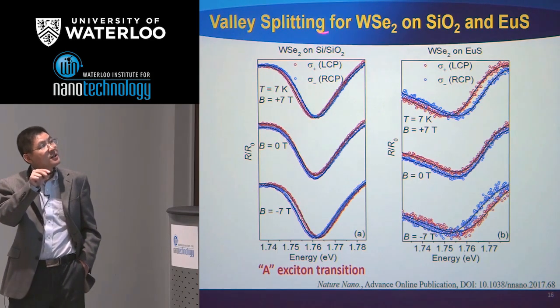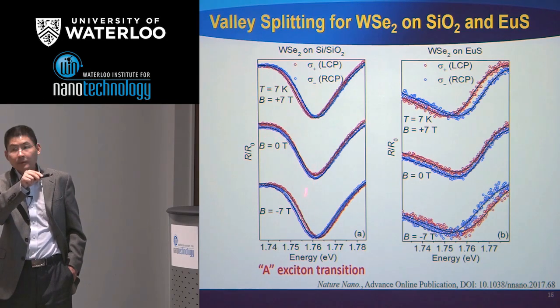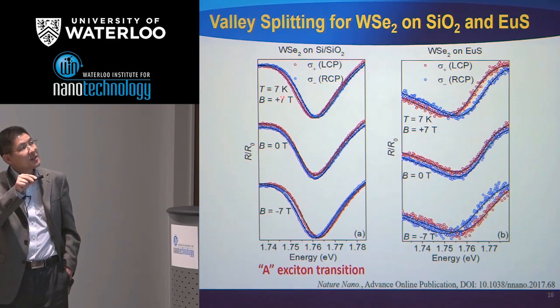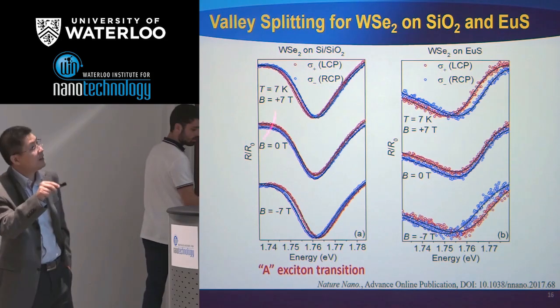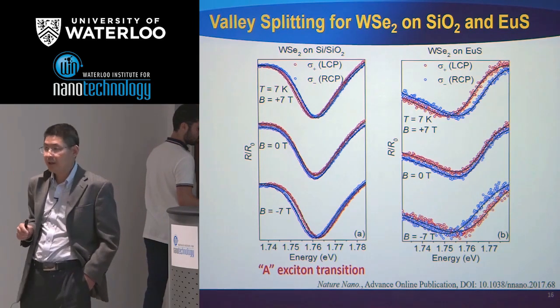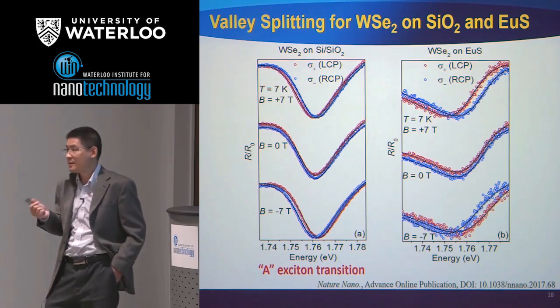Okay, so here are the results. First, let me show you the reflectance spectrum for tungsten diselenide on a non-magnetic substrate. If you do not apply a magnetic field, as I said, the K and K prime valleys are energetically degenerate, right? So the reflectance occurs at the same energy. When you apply a magnetic field, you can start to see a shift of the reflectance. Sigma plus, the left circularly polarized light, corresponds to transition in the K valley, and the right circularly polarized light corresponds to transition in the K prime valley. And you can see that one shifts to higher energy and the other shifts to lower energy. This is measured at 7 Tesla, so we can get the value of the energy splitting, and this is actually consistent with the previous measurement, which is on the order of 0.2 meV per Tesla.